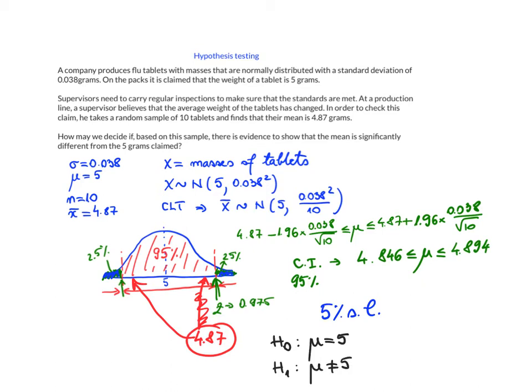The supervisor in this case doesn't test whether the weight of the tablets is lower or higher. It just checks if it's different. That's why this is called a two-tail test. And see from the image how you have the 2 tails of the test.